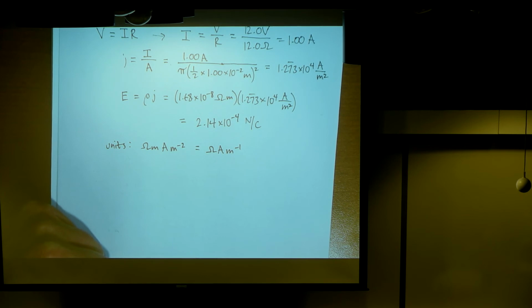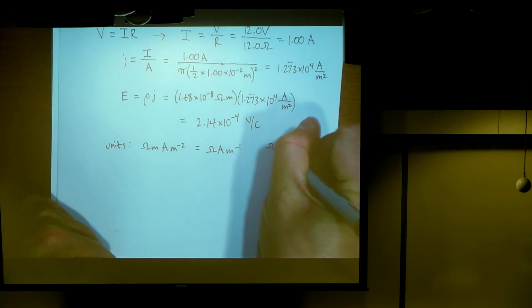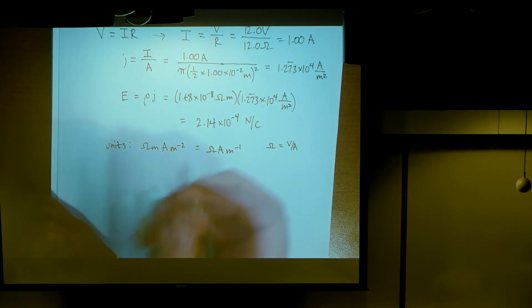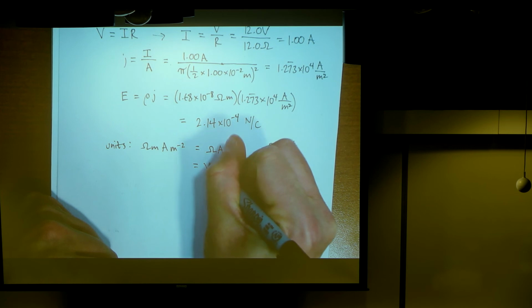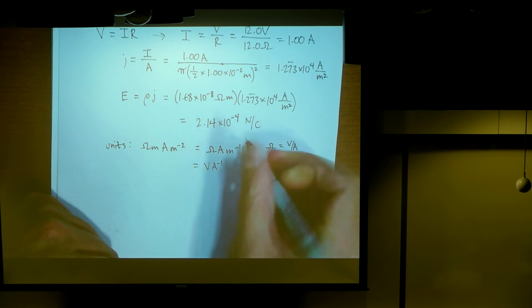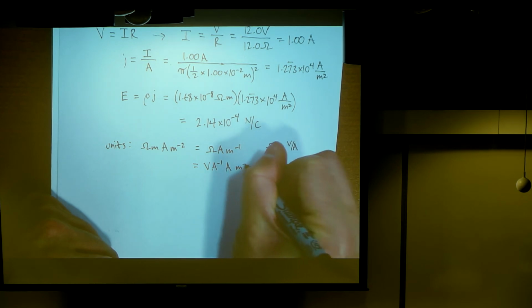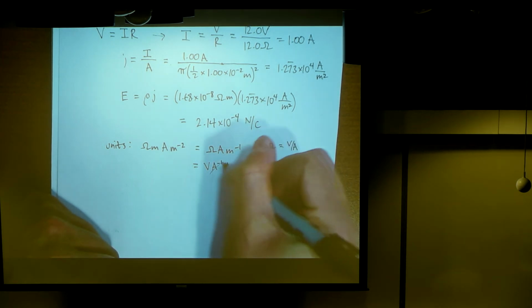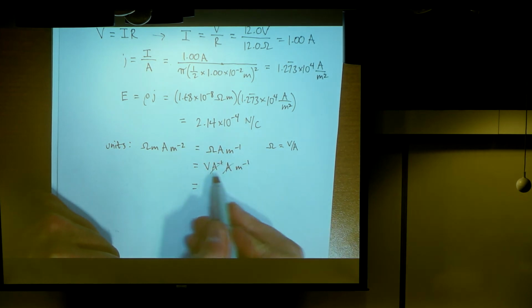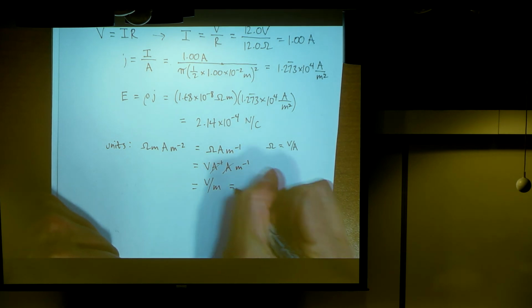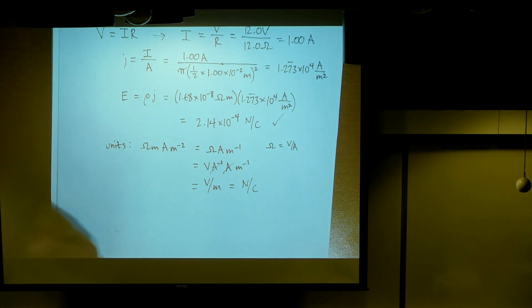Okay, what is an ohm equivalent to? This might be useful. An ohm is a volt per amp, okay? So I can write that as volts times amps to the minus 1. That's just the replacement for ohms, but then we have amps, and then meters to the minus 1. So amp units cancel. We just have volts times meters to the minus 1, which is volts per meter, which is the same thing as newtons per coulomb. Okay, so that's why the units work out this way.